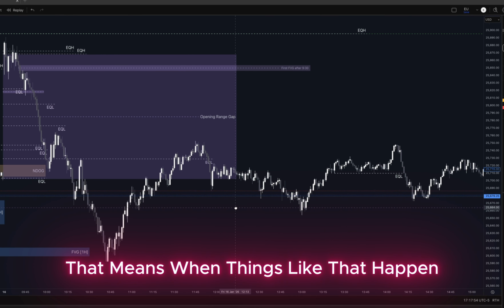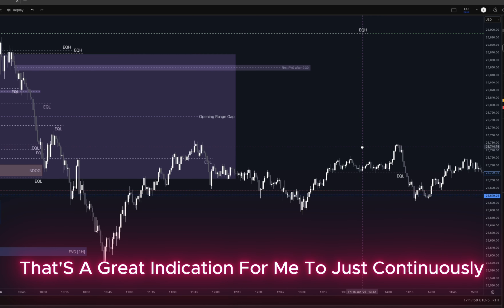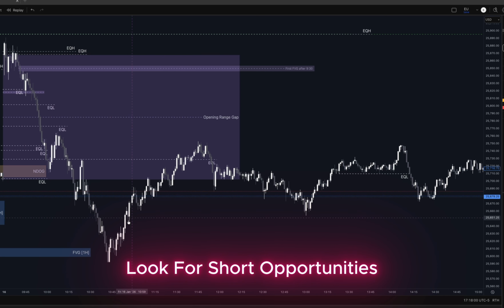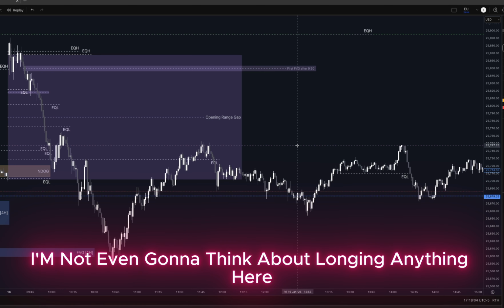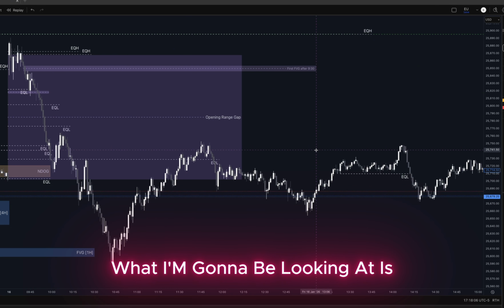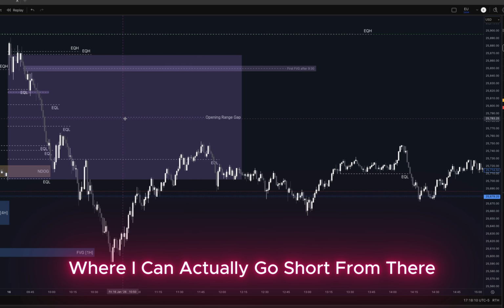That means when things like that happen, that's a great indication for me to just continuously look for short opportunities. I'm not even going to think about longing anything here. What I'm going to be looking at is where is the opportunity where I can actually go short from there.